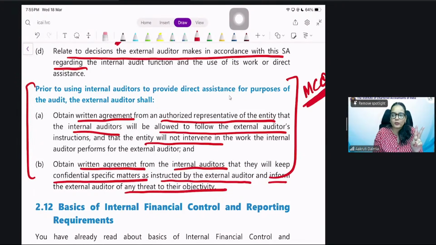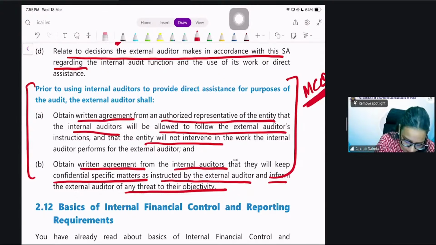What are the two agreements we'll take? So if Akhila wants to use Nikunj for her external audit work, she has to take firstly an agreement from the company who hires Nikunj that you will not interfere in my work and you will let Nikunj work under my directions. And she has to take an agreement from Nikunj that you will maintain confidentiality about whatever I discuss. And if you feel that there is any threat to your independence and objectivity, please come and tell me. We will stop the work with you immediately. Is that clear, everyone? SA 610. Everyone clear? Absolutely?